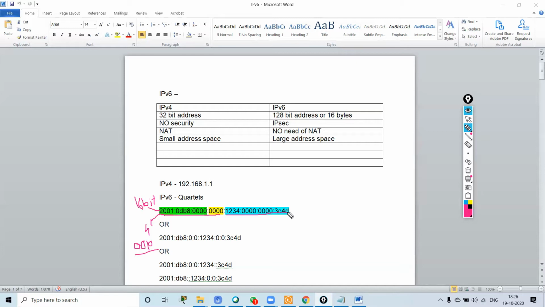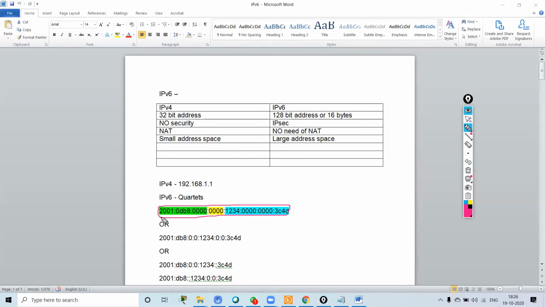Understood? Each portion is of 16 bits. We have 8 portions, that is equal to 128. Each digit is of 4 bits. Okay. Now here it is written in this way. So this is the format of IP version 6.